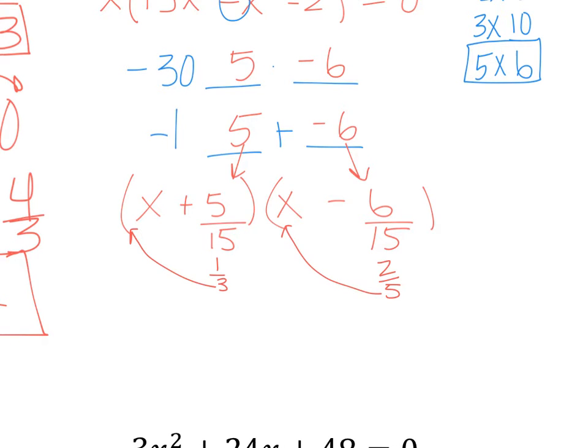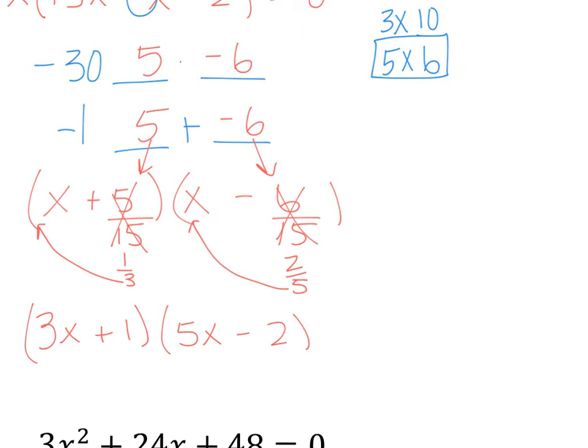So what I end up with here is 3x plus 1. Okay, because this isn't here anymore. And then over here I have 5x minus 2. And that's the factoring part. Now the next part here is to now set them equal to 0. So I have 3x plus 1 equals 0, and I have 5x minus 2 equals 0.